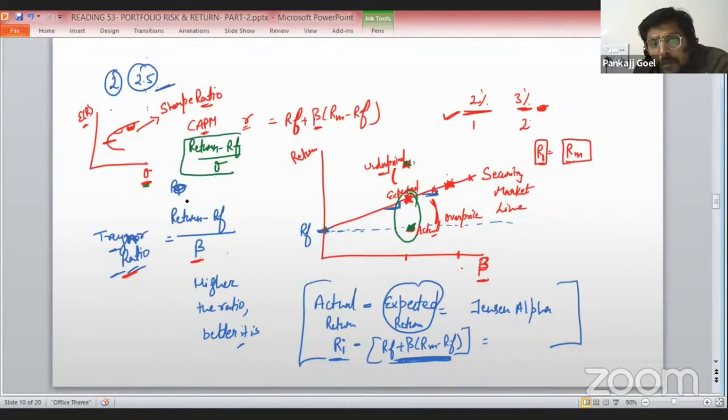It means for one unit of total risk, in Treynor ratio, what was happening? For one unit of systematic risk, how much risk premium are we getting? Here we are saying for one unit of total risk, how much risk premium are we earning? So that is the Sharpe ratio. Again, the higher the ratio, the better it is.